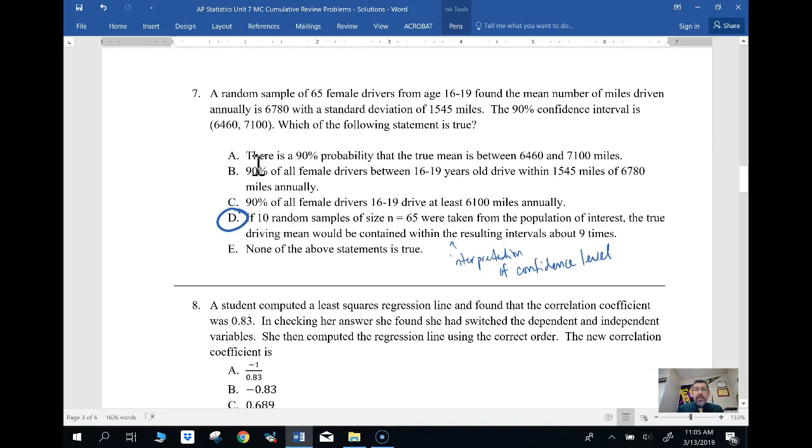Number 7 is D. D is the actual interpretation of confidence level. So remember, if I'm asking what does 90% confidence mean, I'm saying that if I took a bunch of random samples of the same sample size, the probability that I capture the true proportion in those confidence intervals is 90%. So if I made 100 confidence intervals, about 90 out of those hundred should contain the true proportion. That's the interpretation of a confidence level.